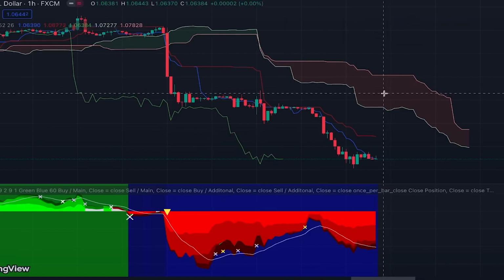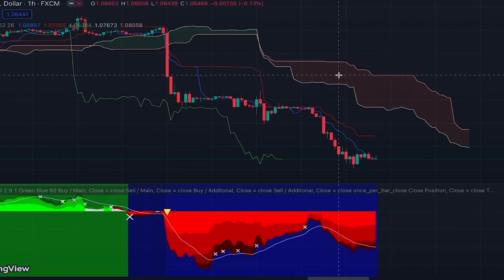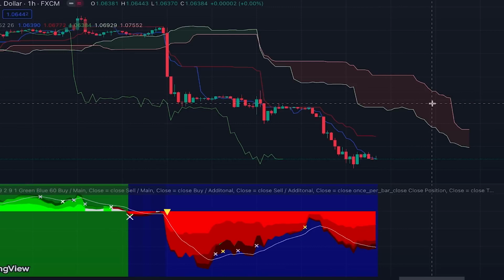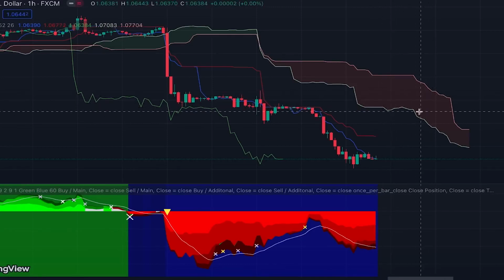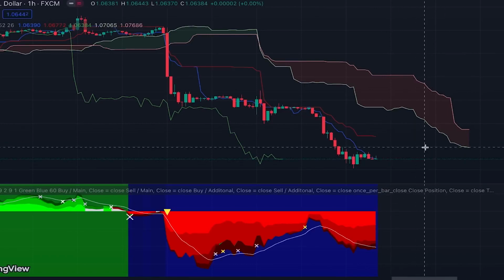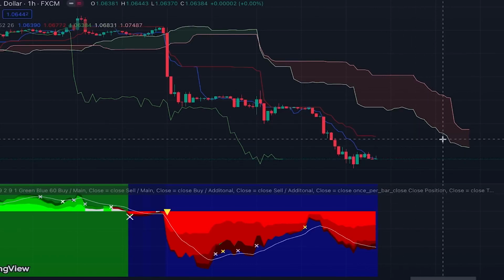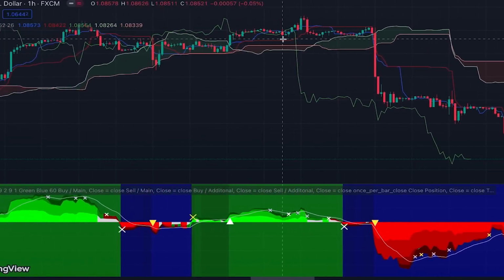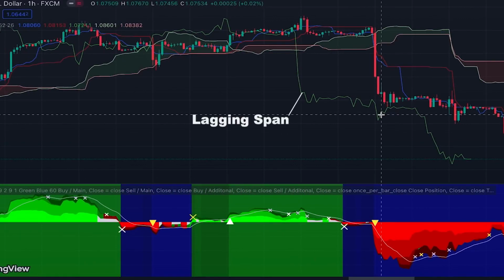This cloud is used for identifying the overall trend, evaluating momentum, and also possible support and resistance zones that may hold in the future. As you can see, the cloud is the leading component of this indicator, which is extended into the future, and in this case it can act as a resistance level. We have another line here, this green line, that sometimes moves very closely to the price action and sometimes far from it. This line is called the lagging span, and it's actually the closing price plotted 26 periods in the past.